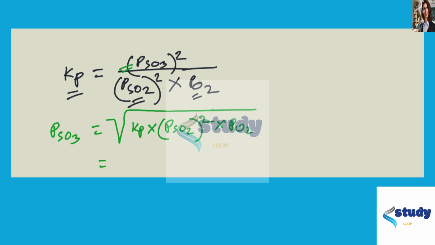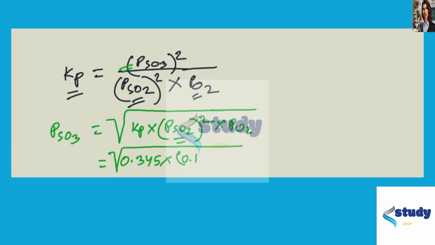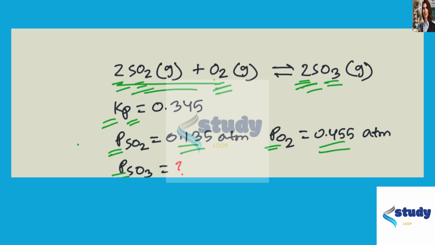Now, if we plug in the values, the value of Kp is given as 0.345, the partial pressure of sulfur dioxide is given as 0.135, and for oxygen it is 0.455. So it will be 0.135 squared times 0.455, and from here we'll get a value of 0.053. So this is the partial pressure of sulfur trioxide in these reaction conditions.